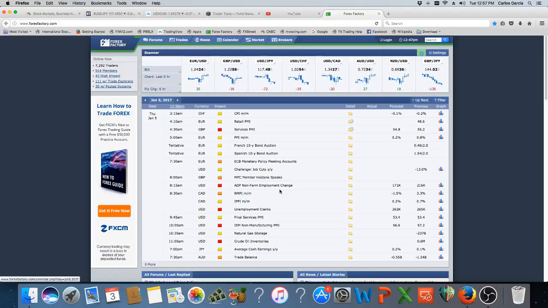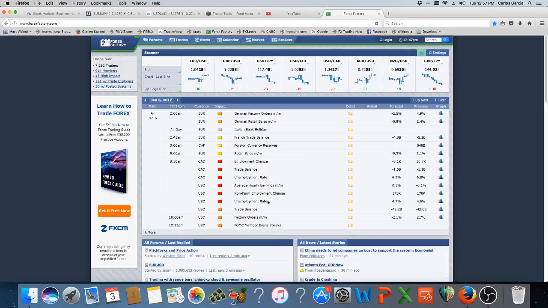We also have ISM non-manufacturing PMI. We're expecting a good gain on that. And crude oil inventories, as expected, moved over one day due to Monday being closed for the trading days. And Friday is the big day, non-farm payroll. We have trade balance for Canada, average hourly earnings. We want to see all this employment rate as well.